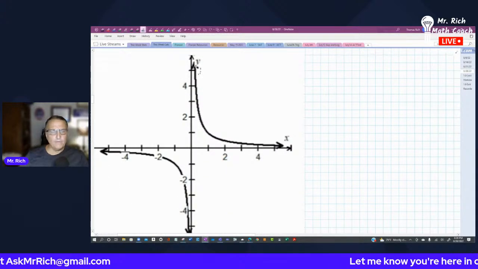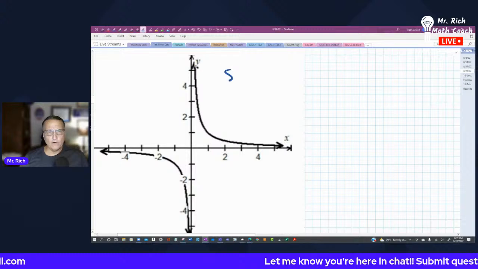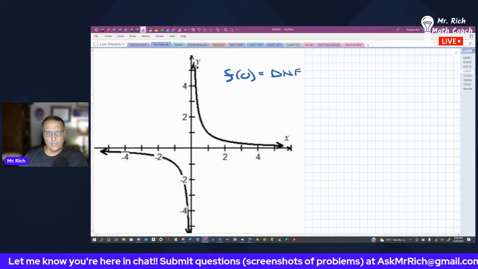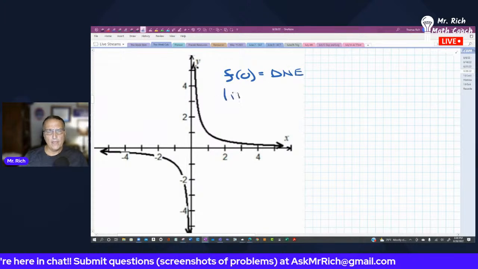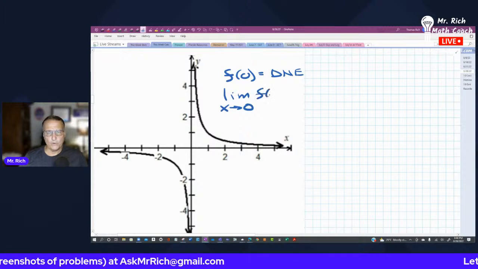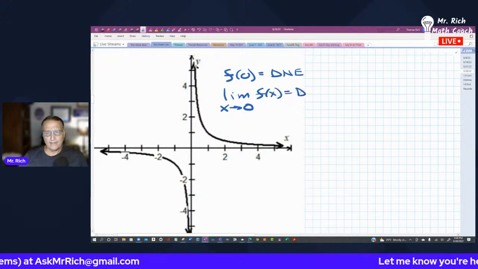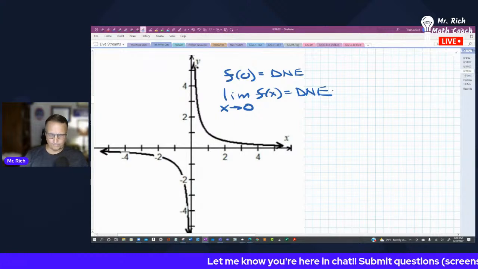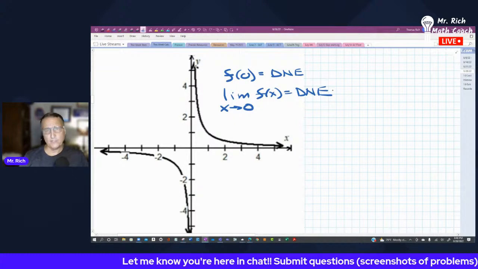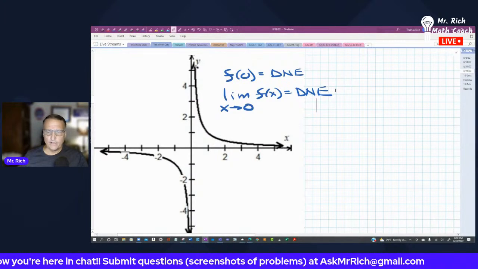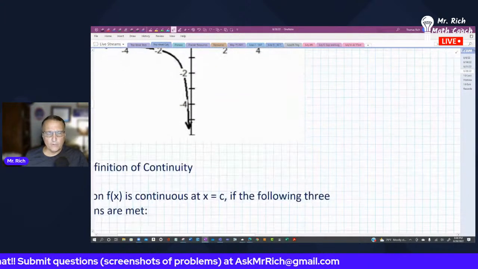Here we have an infinite discontinuity, which is at 0. So there is a vertical asymptote at x equals 0, so the function does not exist. And then if we try to take the limit as x approaches 0 of our function, that limit's not going to exist either, because for a limit to exist, it has to be a real number. From the right, it's going to infinity. From the left, going to negative infinity. So that limit's not going to exist.